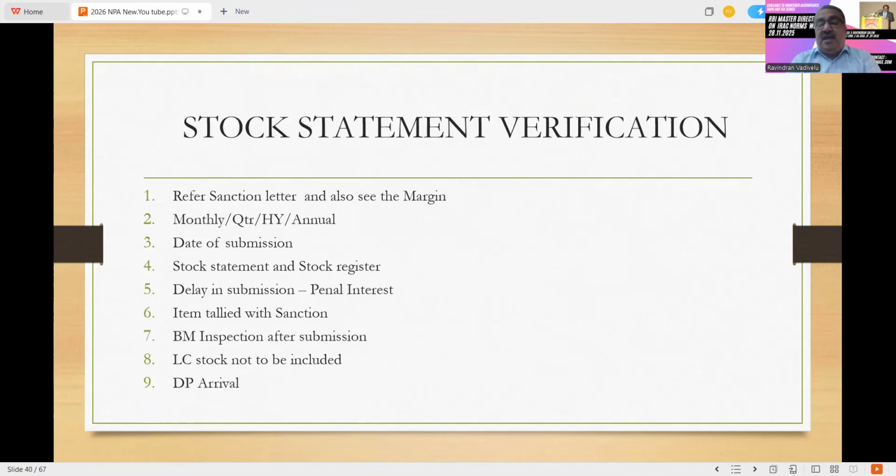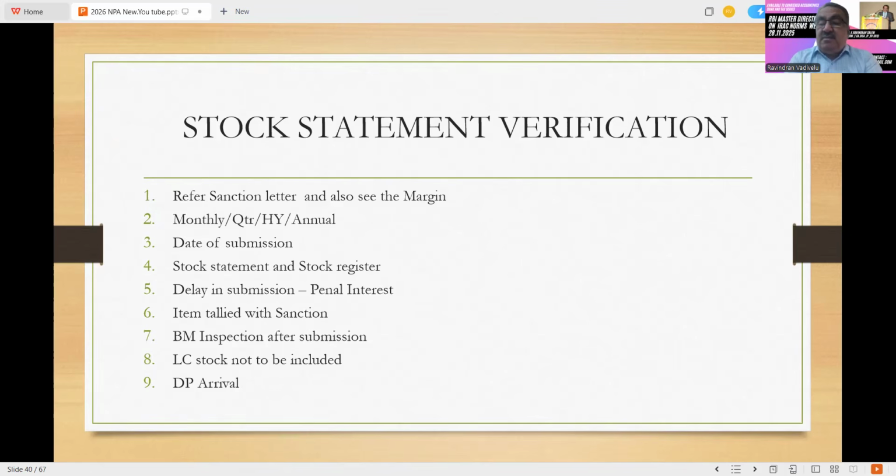And next one is based on the stock statement and based on the debtors statement, drawing power has to be arrived at. Here, to arrive at the DP as per the sanction letter, as per the stock statement, please refer to the sanction letter and also see the margin. The margin is the owner's contribution. The stock statement has to be submitted on monthly basis, half-yearly basis, or quarterly basis, or annual basis as per the sanction letter. And date of submission will be clearly mentioned in the sanction letter.